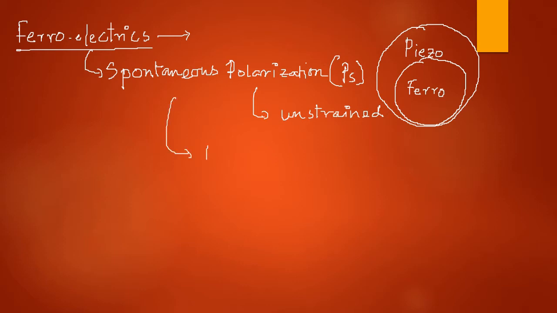A very classic example of a ferroelectric material is barium titanate or PZT. We all know what PZT is: lead zirconium titanate. These are very classic examples of ferroelectric materials.